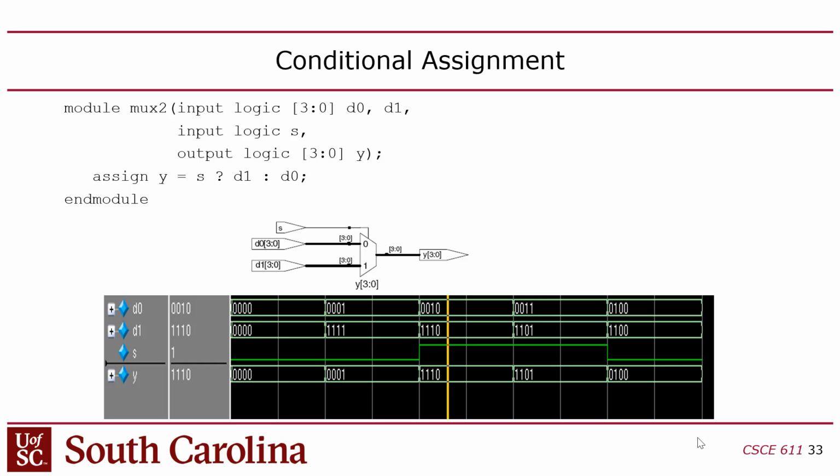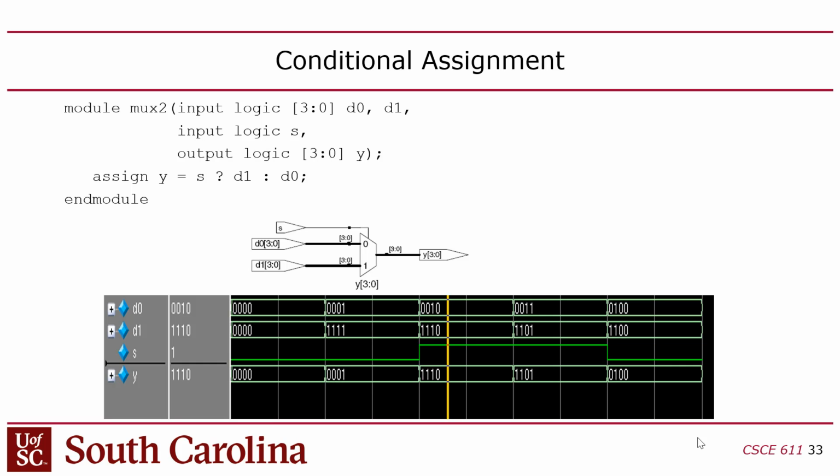What I was saying though is that I got this slide from the book, but I don't like this style. I would have said if S equals 0, because that way this would have been my D0 and that would have been my D1. Normally muxes are assumed to have the 0 select on top and the 1 select on the bottom.